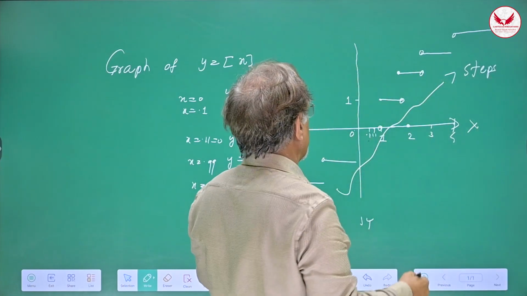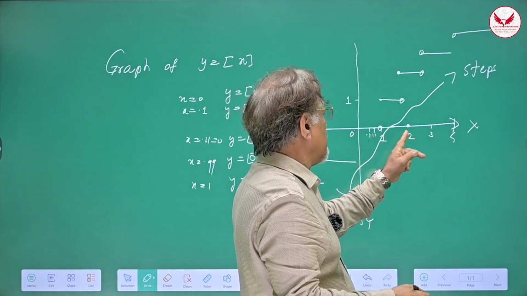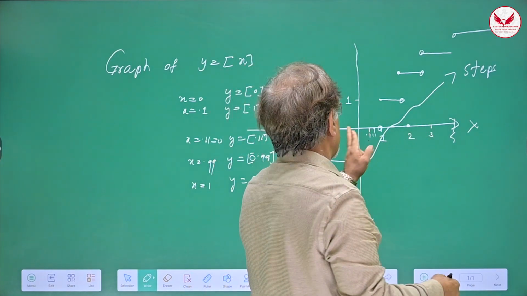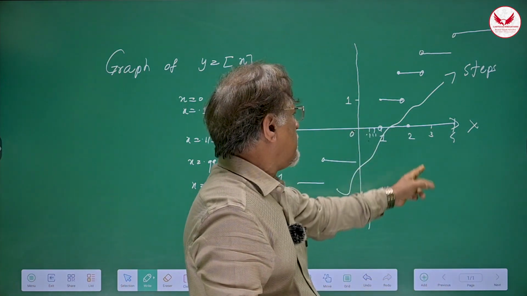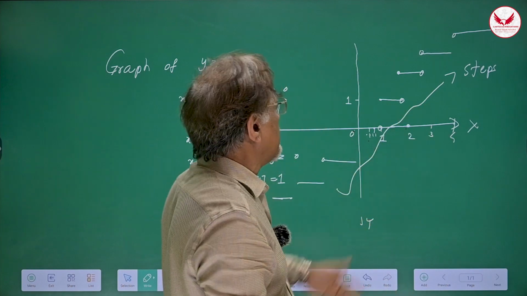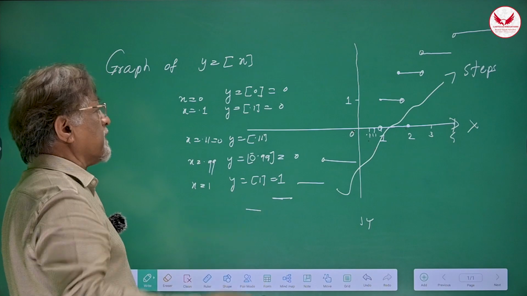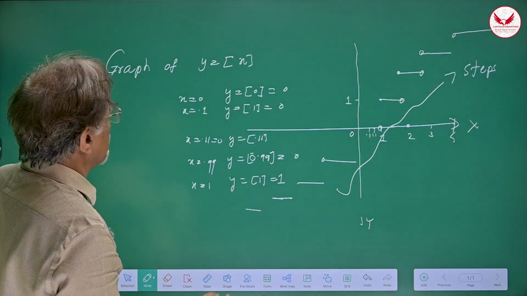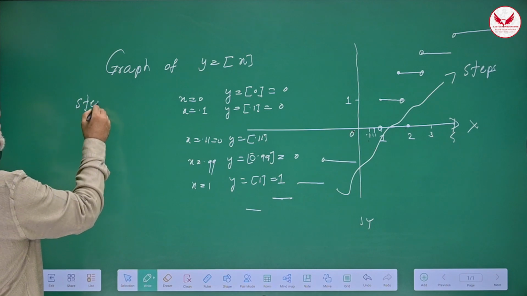It takes the same value between 0 and 1, again the same value between 1 and 2, again the same value between 2 and 3. Between 0 and 1 it takes the value 0, between 1 and 2 it takes the value 1, between 2 and 3 it takes the value 2, and so on. But at all integer values it takes itself as the value. Correct? That is why it has got another name. What is it? Step function.